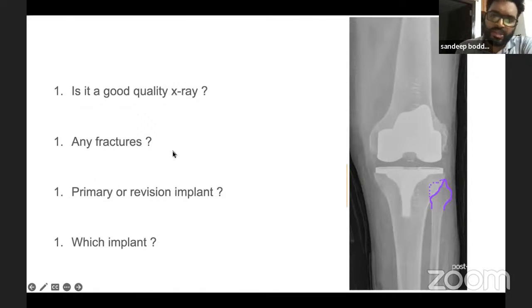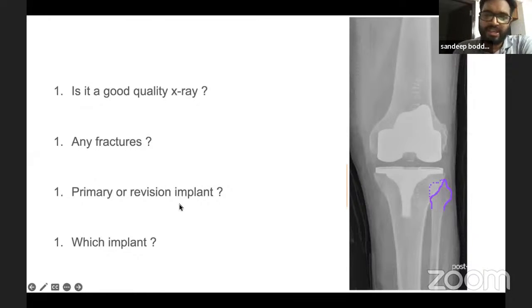So during surgery, we'll be confident about whether the femur is sitting well or not, as we'll be seeing directly with our eyes. Tibia sitting well or not, we'll be directly seeing with our eyes. But any fractures will be hidden from us, above the femur and below the tibia. So arguably the most important reason why we take postoperative X-rays is fractures.